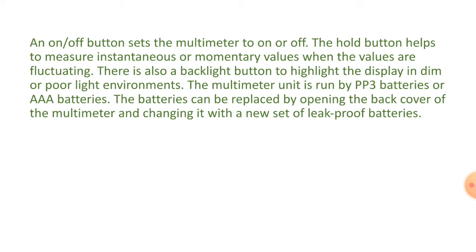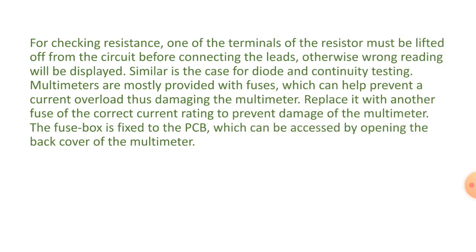The multimeter unit is run by PP3 batteries or AAA batteries. The batteries can be replaced by opening the back cover of the multimeter and changing it with a new set of leak-proof batteries. For checking resistance, one of the terminals of the resistor must be lifted off from the circuit before connecting the leads, otherwise a wrong reading will be displayed. Similar is the case for diode and continuity testing.